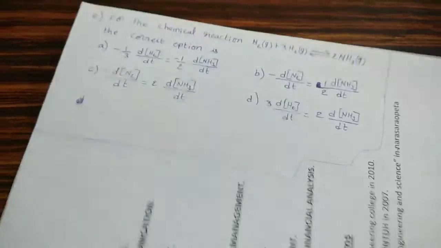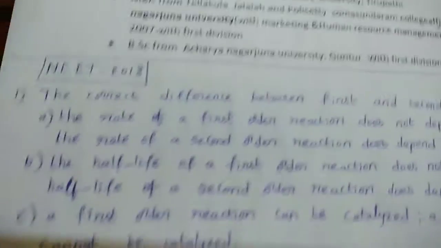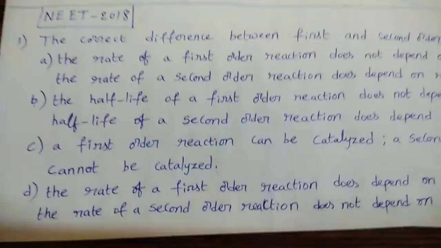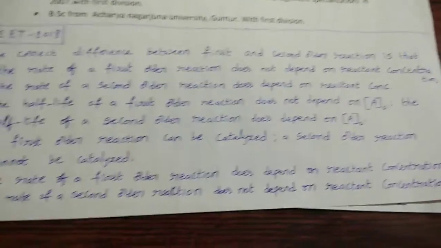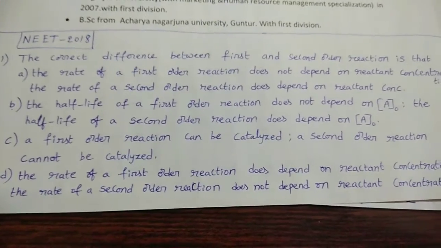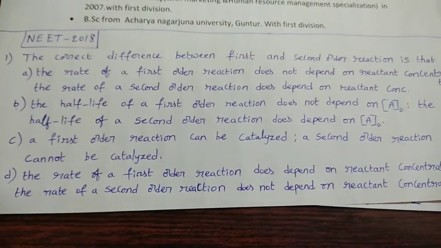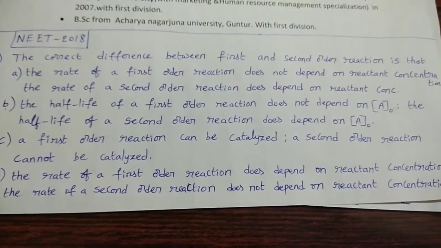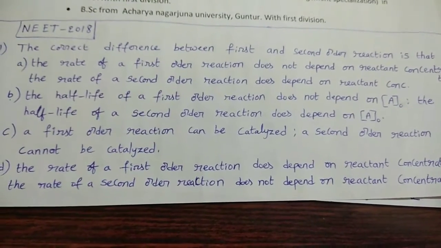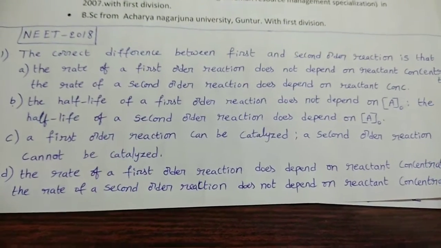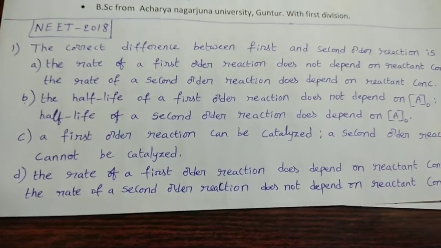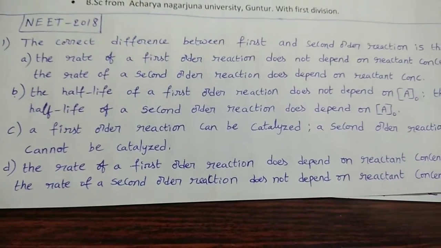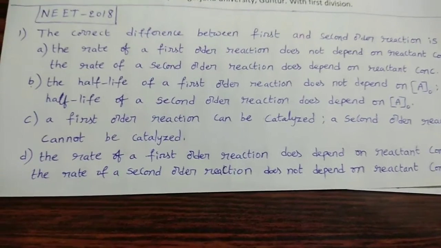Next, 2018. See this. The correct difference between first and second order reaction is option A. The rate of a first order reaction does not depend on reactant concentration. That is wrong. The rate of a second order reaction does depend on reactant concentration. This is correct, but the first sentence is wrong. So totally the option is wrong.